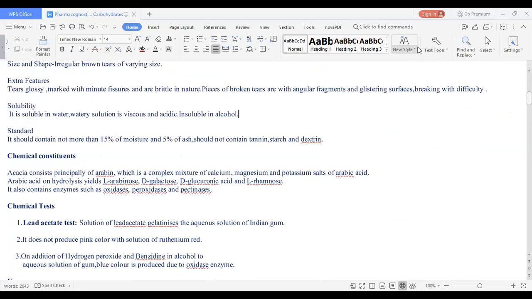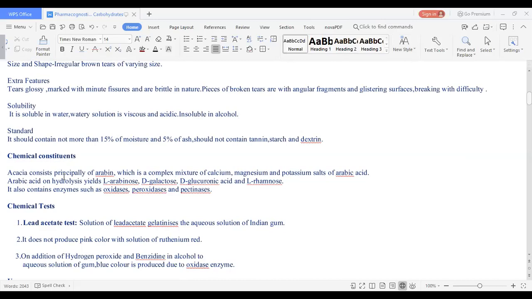Coming to its chemical constituents, acacia consists principally of arabin, which is a complex mixture of calcium, magnesium, potassium salts of arabic acid. Arabic acid on hydrolysis gives L-arabinose, D-galactose, D-glucuronic acid, and L-rhamnose. It also contains enzymes such as oxidases, peroxidases, and pectinases.